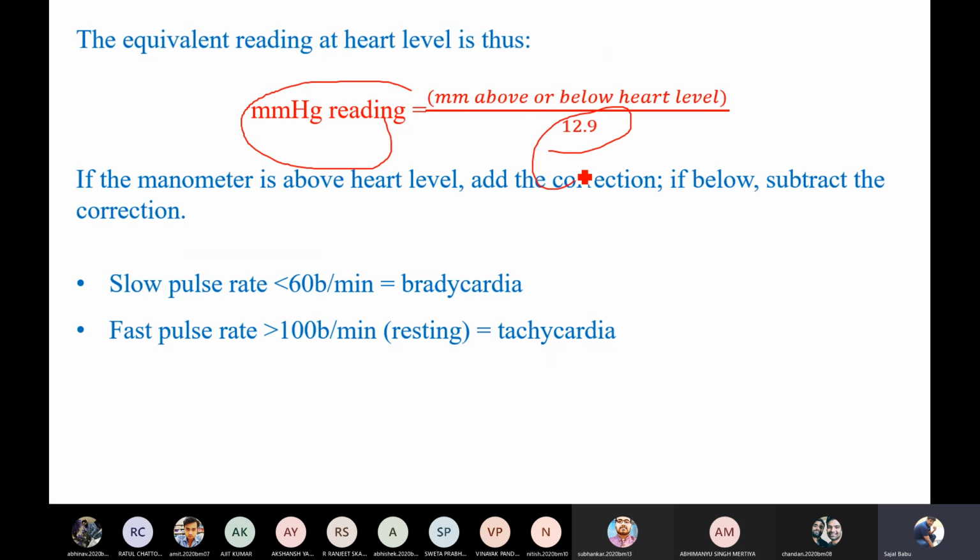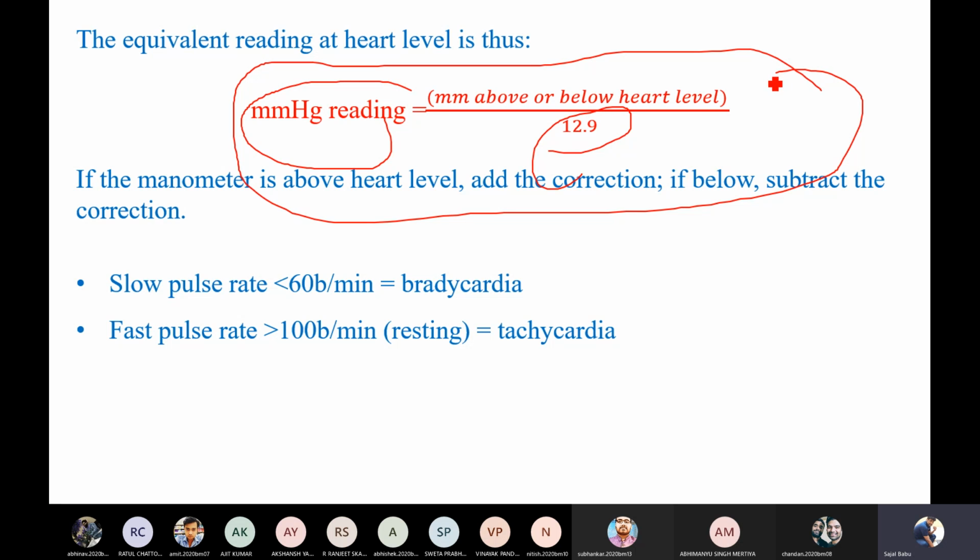Let us consider you have measured the blood pressure below your heart level, like the person has bent down and you have placed the cuff on them, so the position of the cuff, that means the arm, is below the heart level. Then you have to measure how much height it is below the heart level. You take that height in mm and divide it by 12.9, and this will be your correction factor.